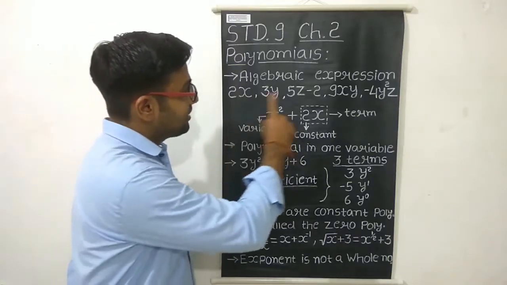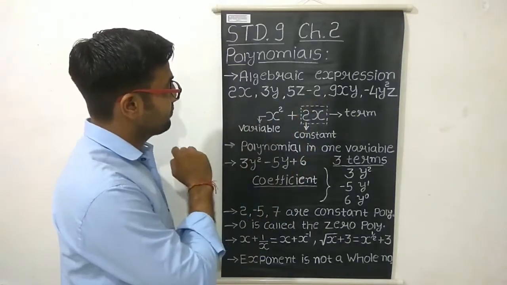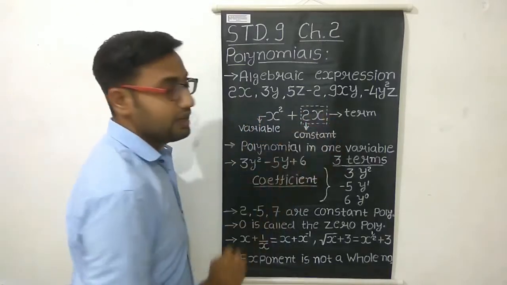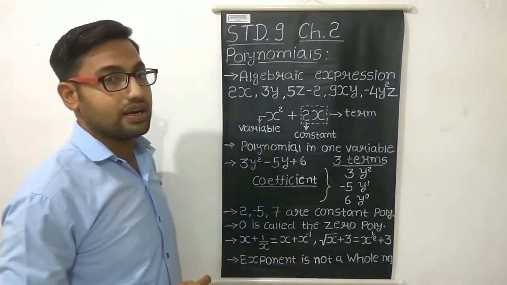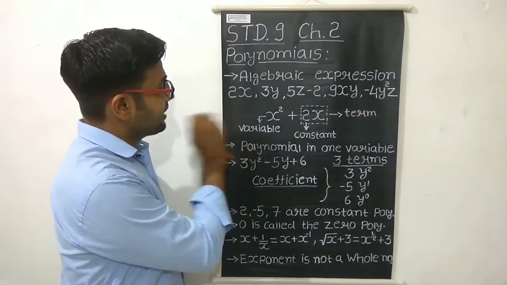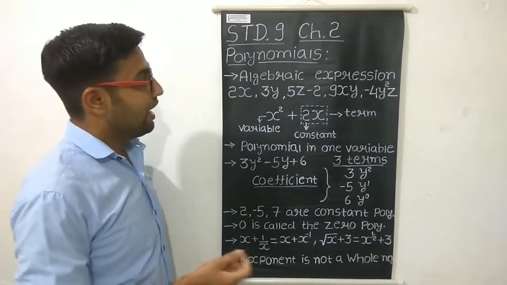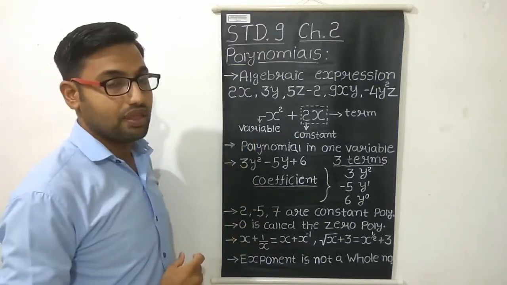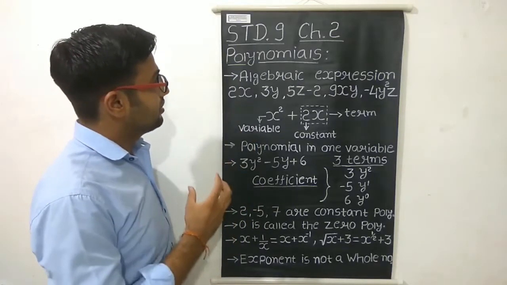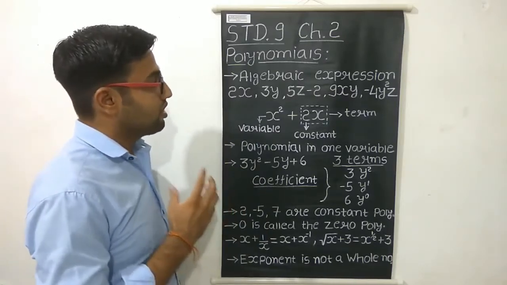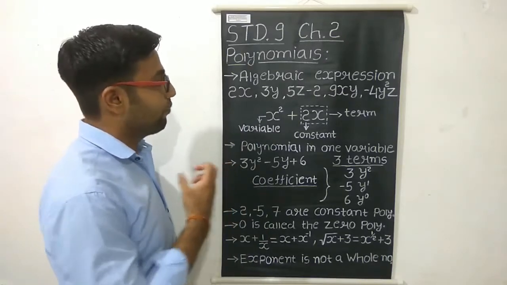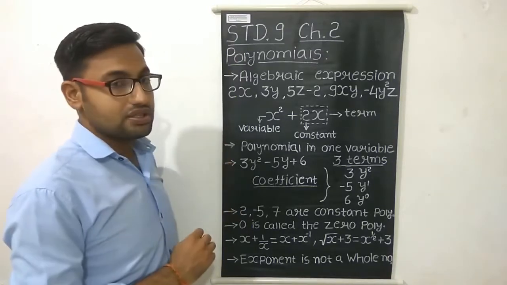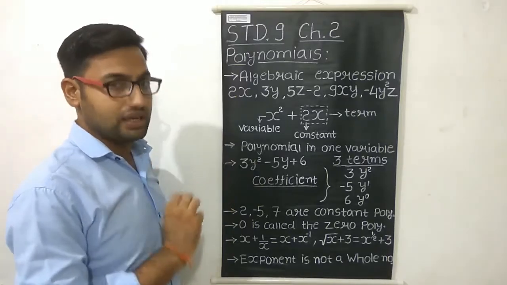Some of the algebraic expressions are: 2x, 3y, 5z minus 2, 9xy, minus 4y square z. These are some examples of algebraic expressions, and such algebraic expressions are called polynomials. But in this standard 9 chapter number 2, we have to study some particular types of polynomials. What kind of particular polynomials? The algebraic expressions which have only one variable.